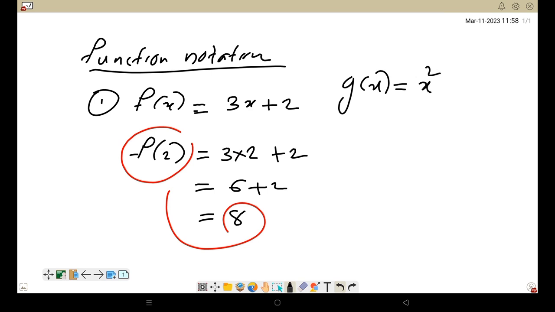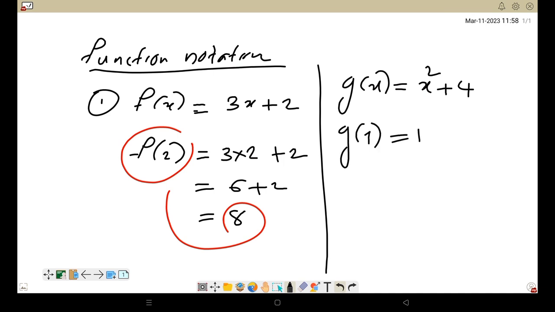Clear? Take the next example. The function g of x is equal to x square plus 4. This is another function. We are going to find g of 1, that is 1 square plus 4. 1 square is 1, plus 4 is equal to 5. So g of 1 is equal to 5. I think you all got it.